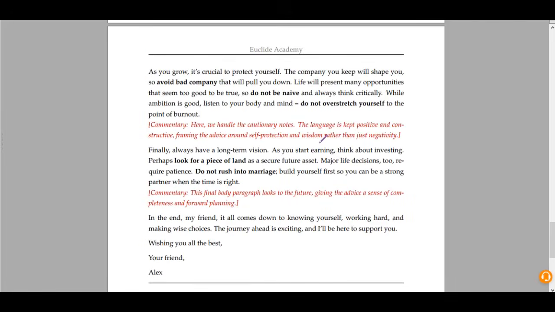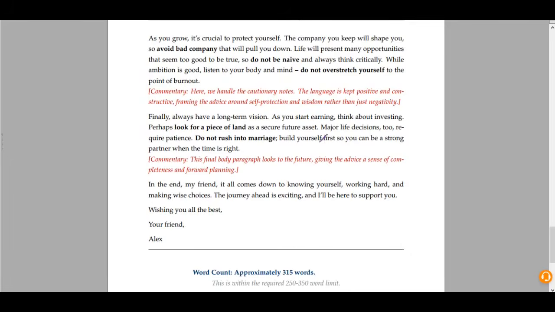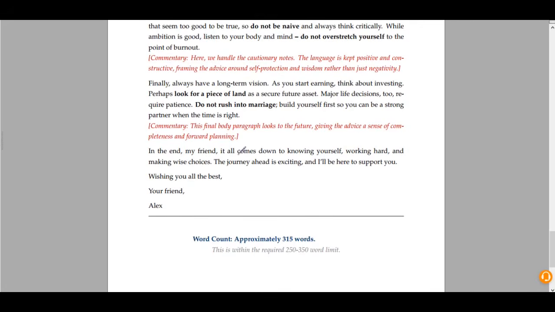Then you go to the final stages of your letter. You conclude. "Finally, always have a long-term vision. As you start earning, think about investing. Perhaps look for a piece of land as a secure future. Major life decisions require patience. Don't rush into marriage. Build yourself first so you can be a strong partner when the time is right. In the end, my friend, it all comes down to knowing yourself, working hard, and making wise choices. The journey ahead is exciting, and I'll be here to support you. Wishing you all the best, your friend." Then you sign off with your name.